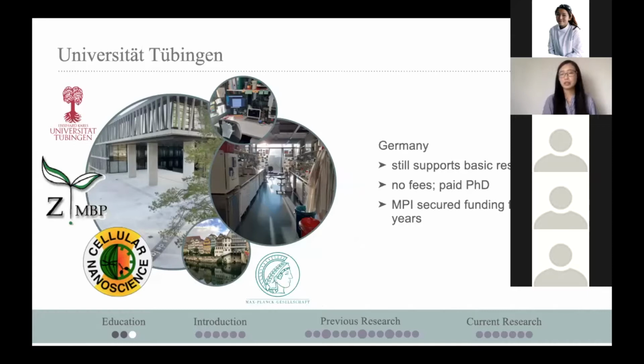And Germany also has free education, so you don't need to pay for any student fees. And also a PhD here is a job, so you get paid, for sure. There is no entering a PhD here and then having to find your own funding.